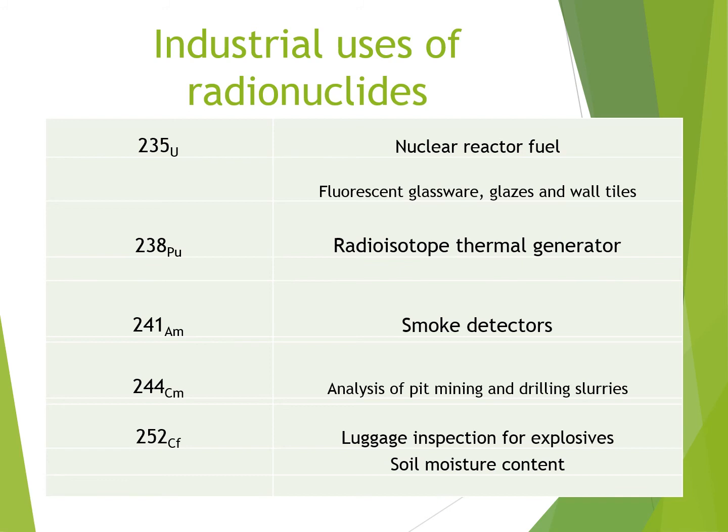Now we will discuss the application of uranium 235 radionuclide, and this radionuclide is being used in a nuclear reactor as a fuel, and it is also being used in fluorescent glassware glazes and wall tiles.